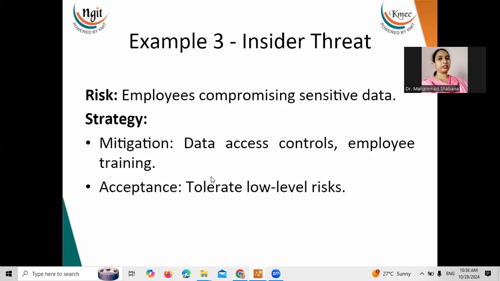In the case of an insider threat, such as an employee unintentionally or intentionally compromising data, the company might mitigate by implementing data access controls and providing regular security awareness training, and accept certain low-level risks, such as minor breaches of data access policies that don't cause major harm to the organization.